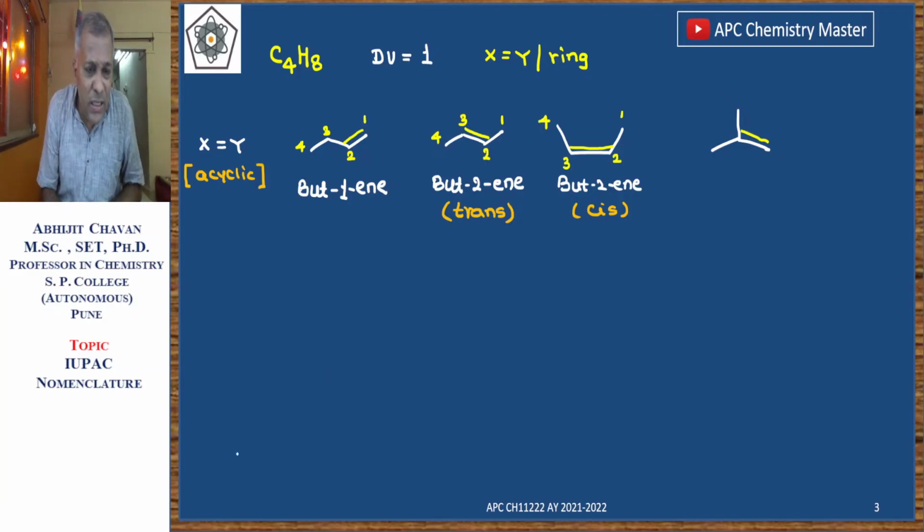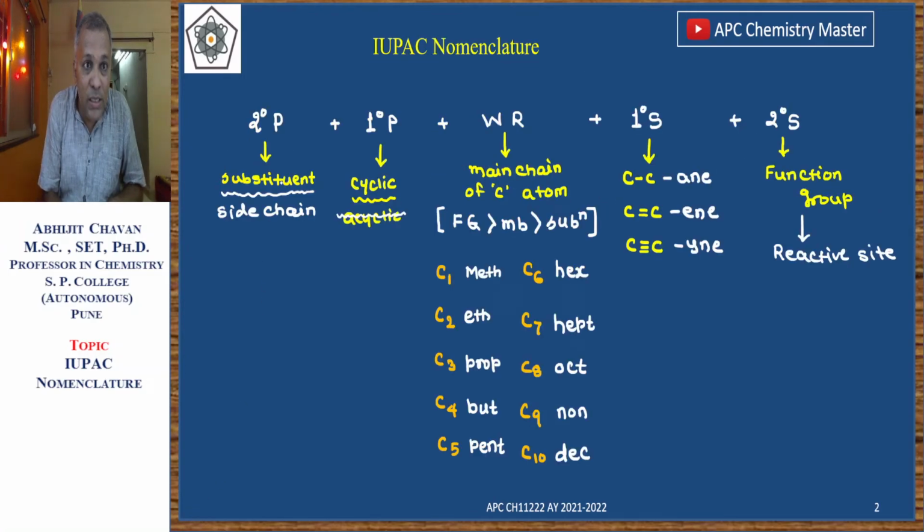If I consider this as the main chain, then numbering should be 1, 2, and 3. In this case, the name becomes propene. So the name will become prop, dash, at one position there is an ene. But to this main chain, there is 1 carbon atom as a side chain. Now this is something called a side chain.